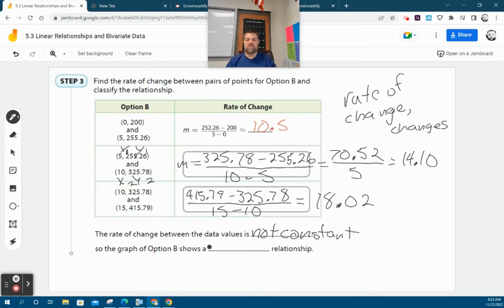And graph, what type of linear relationship is it? Nonlinear. Not a straight line. We know that because we looked at the graph. Okay? Any questions on it? Does that make sense to you guys?